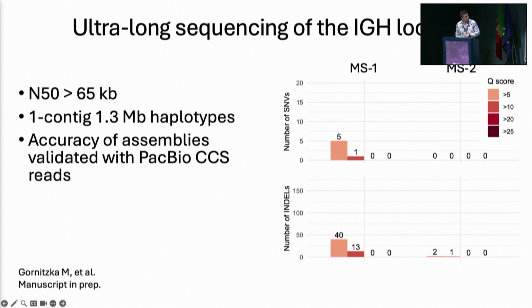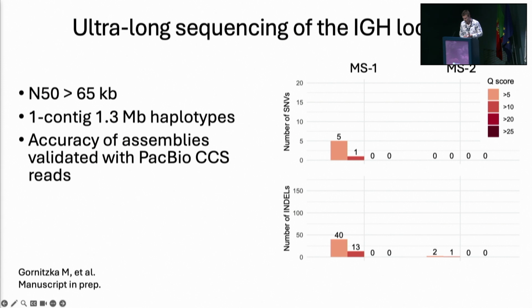So in this methods paper, we sequenced 4 individuals, and we discovered one large duplication of the constant region of one individual. And what we believe is a deletion of the entire IGH locus of another individual. So there are large structural variants out there to be discovered.